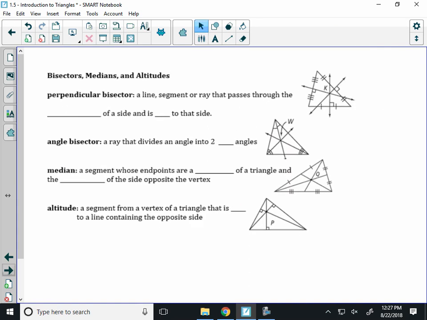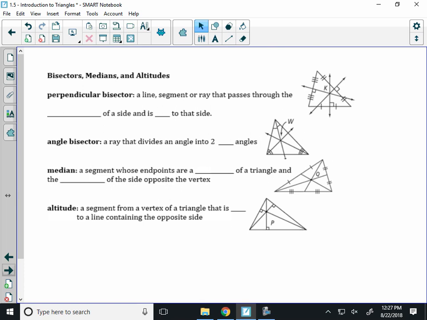Okay. So we're going to talk about lines involving triangles and the special type of lines that go through triangles. And some of them we talked about the vocab yesterday a little bit. We're just going to see how those segments apply to triangles as well. So one thing we talked about yesterday was a perpendicular bisector. And what two things do we know when we see the word perpendicular bisector?